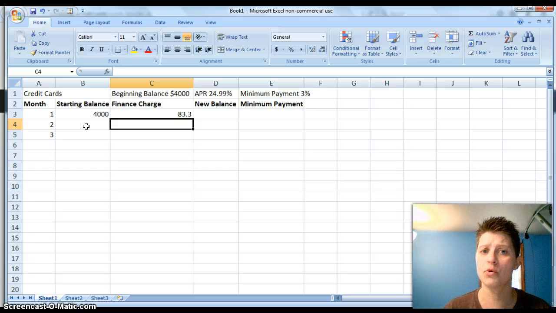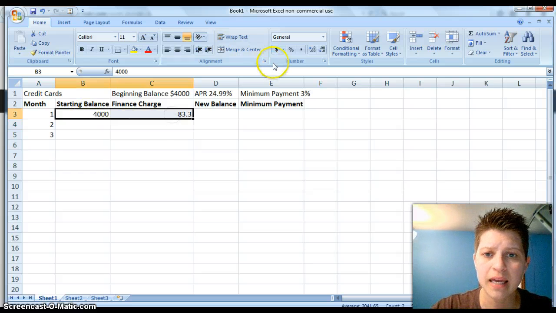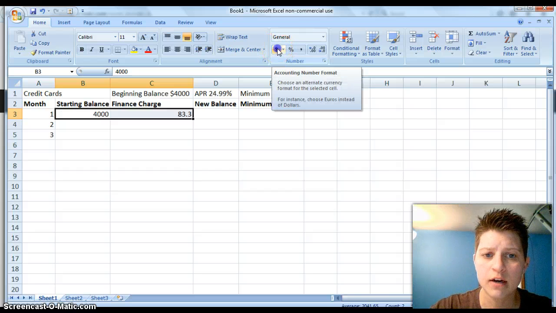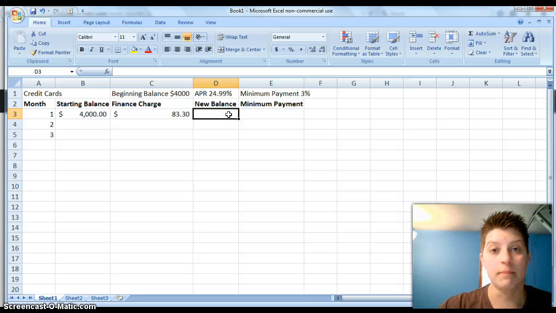Now, if you want this all to appear as money, it's a pretty easy thing to do. If you highlight, see this dollar sign right here? If you just click on that, it turns everything into money. Okay, sorry, back to the sheet.